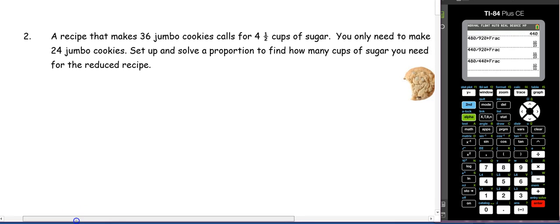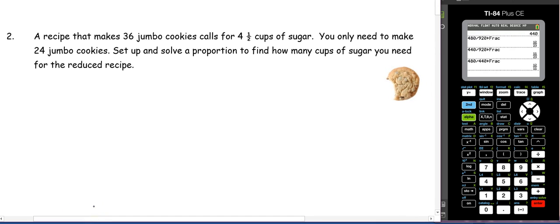Number 2, a recipe that makes 36 jumbo cookies calls for 4.5 cups of sugar. You only need to make 24 jumbo cookies. Set up a proportion to see how many cups of sugar we're going to need. So the two things that we are comparing in this are the cookies to the amount of sugar that we're using. So in the first recipe, we're getting 36 cookies and it's 4.5 cups of sugar, which we can write as 4.5. If we only want to make 24 cookies, though, we want to know how much sugar we have. So now we have a proportion.